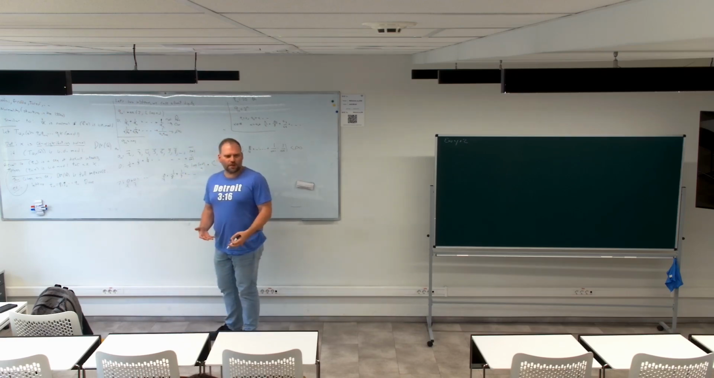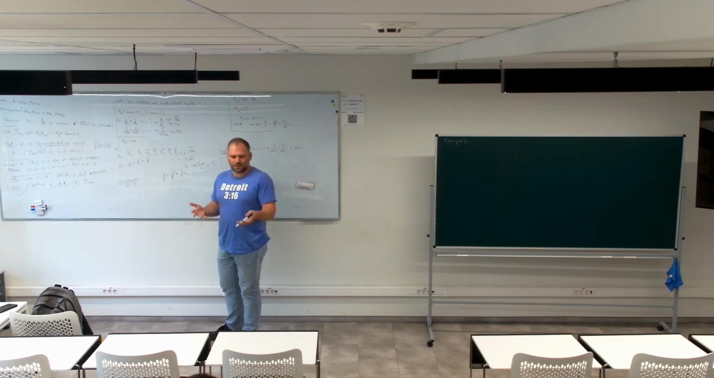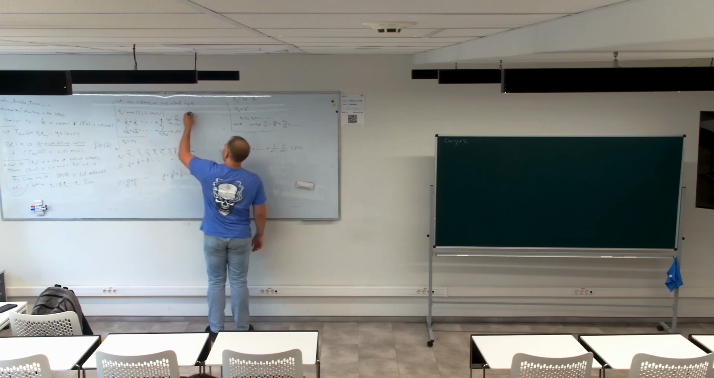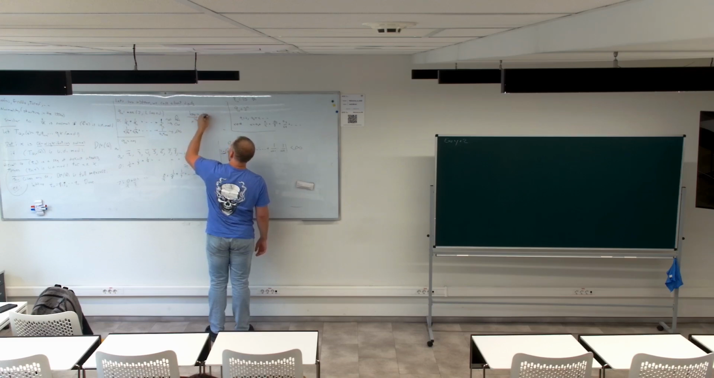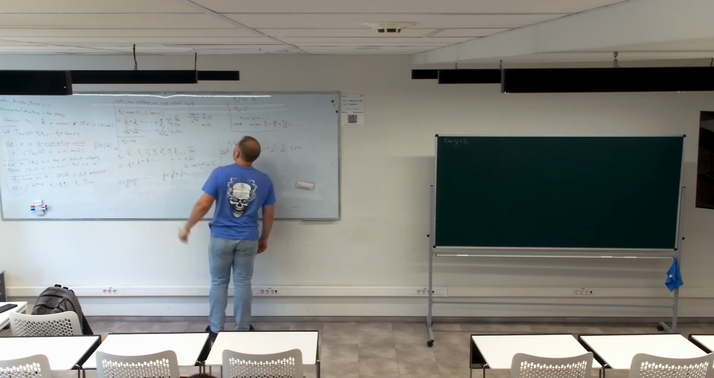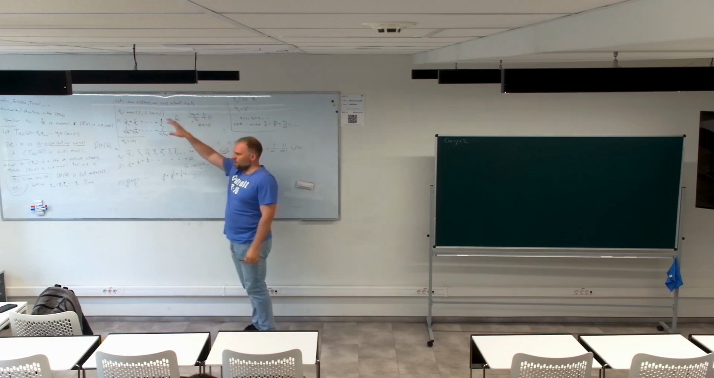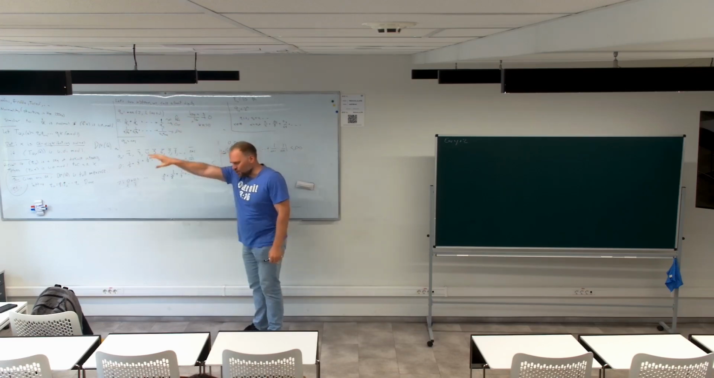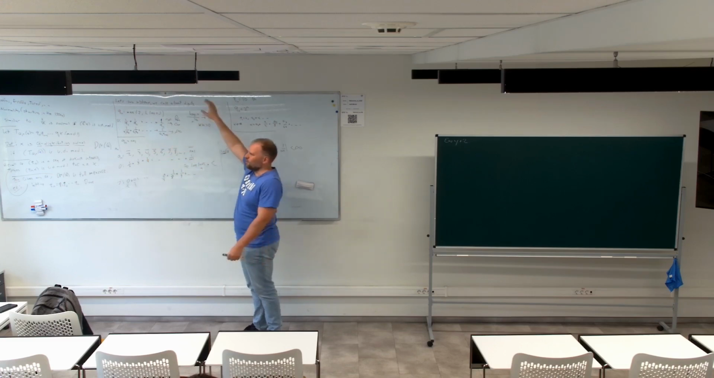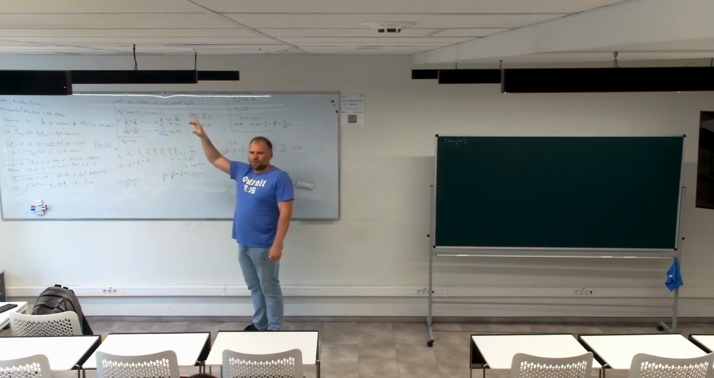So the important property is that log of n is growing slower than n to the 1 over k. That's basically what's happening here. So log of n divided by n to the 1 over k goes to 0 whenever k is bigger than 0. Right, so log of n grows slower than square root of n, grows slower than cube root of n, and so on and so on.